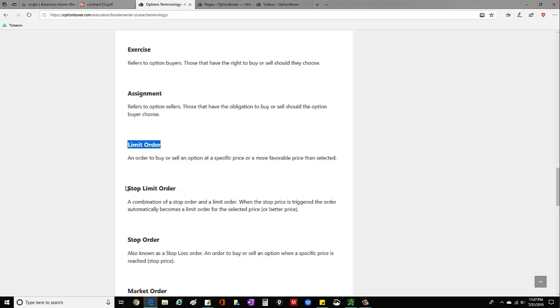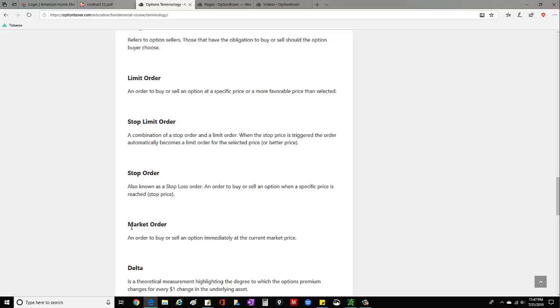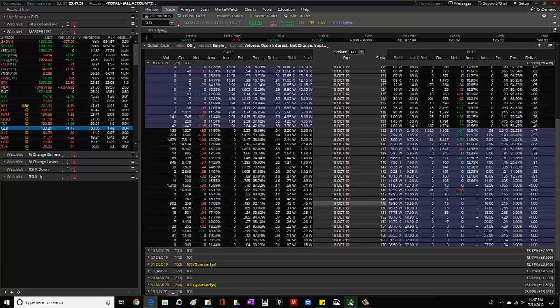Let's briefly look at limit order, stop limit order, and stop order. Honestly, I don't ever use a stop order, but I'm sure you could. There are times when you may want to consider a market order, but those times are very, very minimal. So for now, let's just consider limit orders and stop limit orders. Let's take a look at those.